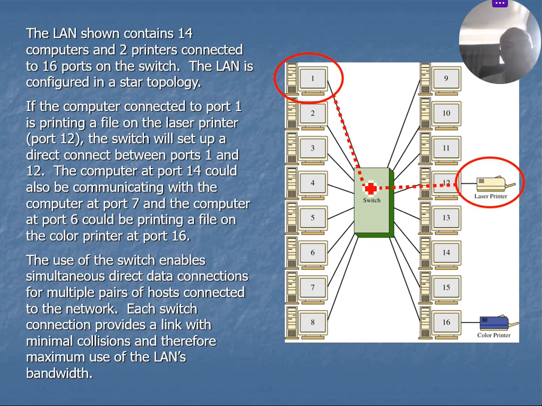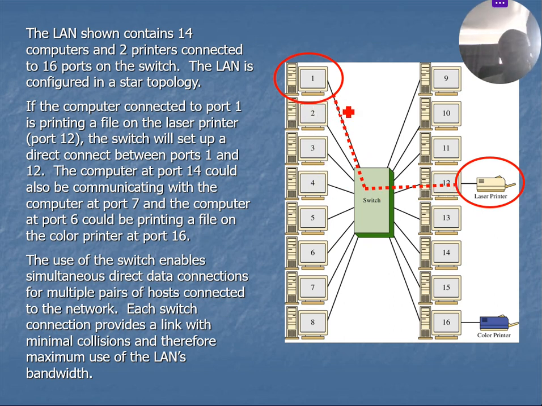So that's the first stage, right? The switch will set up a direct connection between port 1 and port 12. The switch will do the job. So whatever is happening in this local area network, whatever the computer on port 2 and the computer on port 13 or any other port are doing, doesn't concern these two connections. That's why data traffic is very minimized. These two are just busy doing their work.